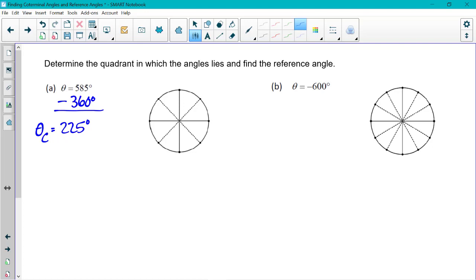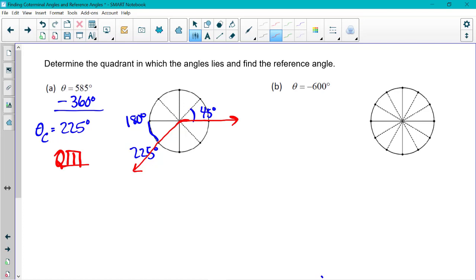And we talked about our 8-sector circle. If you recall, we divided the circle into 8 equal parts. Each sector is 45 degrees. So 225 degrees is going to be located in quadrant 3, because I know this is 180 plus 45 gives me 225 degrees. So the terminal side of this angle of 585 degrees would terminate in quadrant 3.